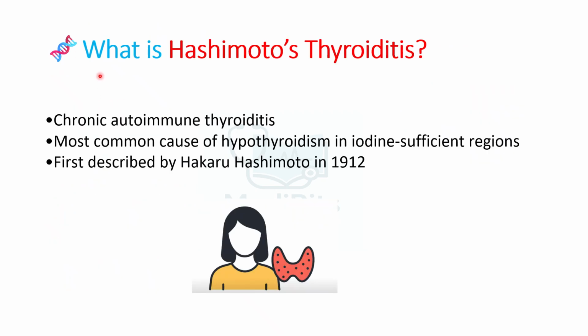Hashimoto's thyroiditis, also known as chronic lymphocytic thyroiditis, is an autoimmune disorder where the body's immune system attacks the thyroid gland. It is the leading cause of hypothyroidism in areas where iodine intake is adequate. The condition was first described by Dr. Hakaru Hashimoto in 1912, and it remains one of the most studied autoimmune diseases to this day.